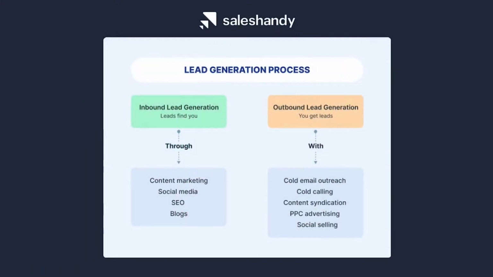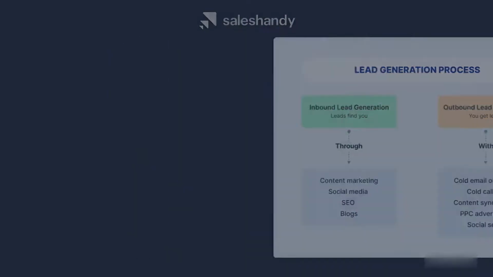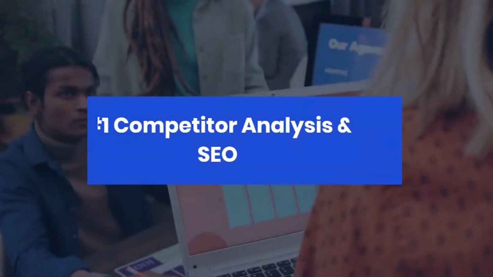Outbound lead generation is when you reach out to the leads yourselves. So this could be through content syndication, cold calling, cold emails, etc. Based on these two forms of lead generation, the strategies differ for each, and most organizations deploy a mix of both. In this video, we're going to be talking about some of these strategies of inbound lead generation and outbound lead generation. So the first one is competitor analysis and SEO.